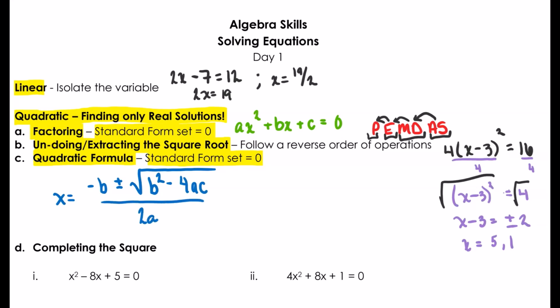And remember, to have a real solution, that means that the discriminant, the inside part of the radical, must be positive or 0. If that quantity is negative, then there are no real solutions. And again, b squared minus 4ac is called the discriminant.